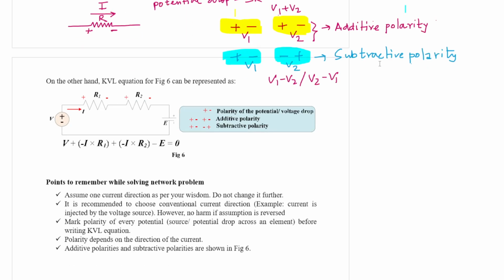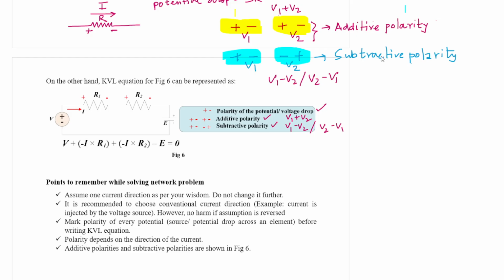So please try to understand, plus minus states the polarity of the potential or voltage drop. If two potentials are arranged in this fashion, plus minus, plus minus, then that is called additive polarity. The net voltage is the summation of those two, V1 plus V2. And if the polarity is arranged in this fashion, plus minus, minus plus, that means two same signs are occurring next to each other, then they are called subtractive polarity. It is either V1 minus V2 or V2 minus V1, depending on the magnitude.